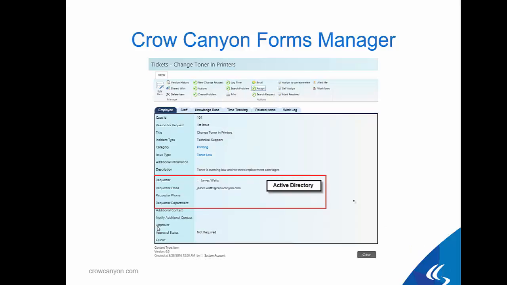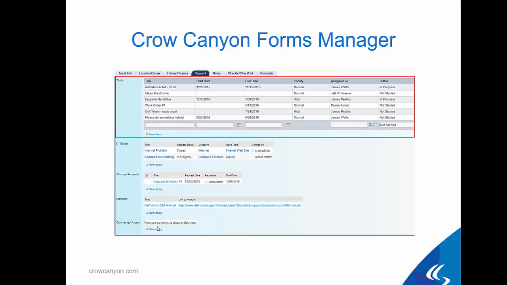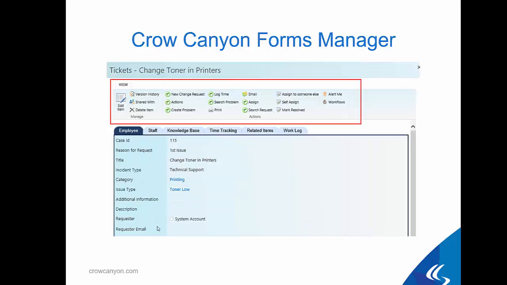Now let's look at some of these a little bit more. Here's an example of where this is pulling from Active Directory, this information. Here's where related emails are listed on the form. Here's where related items are listed. Now I showed some of that already in the demo earlier, but the point here is that there's a lot of interactivity, a lot of capabilities with this Forms Manager tool.